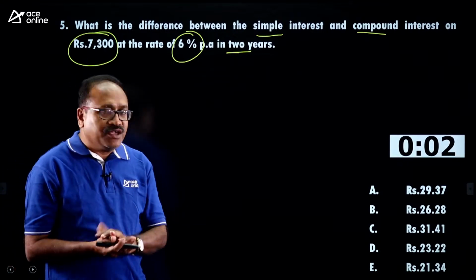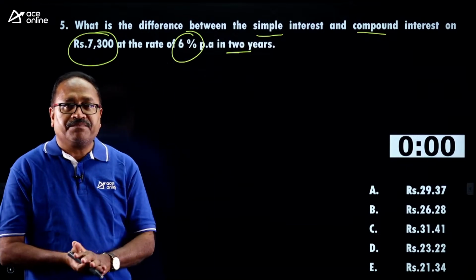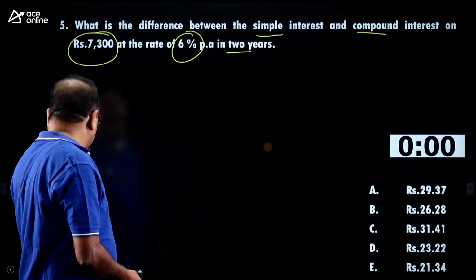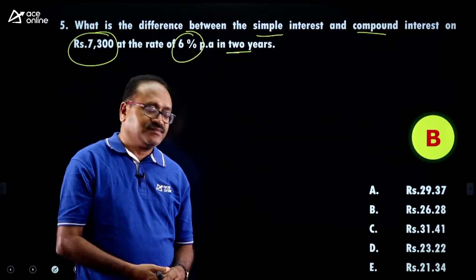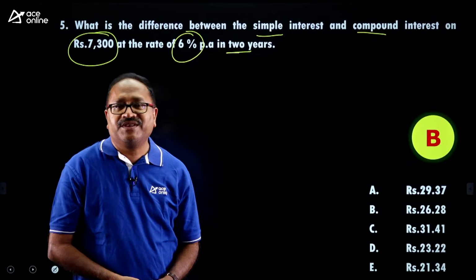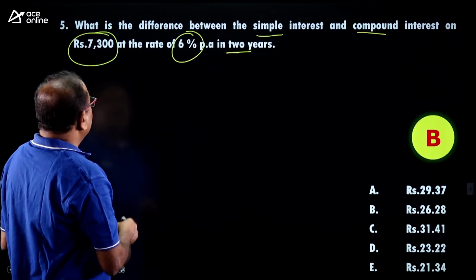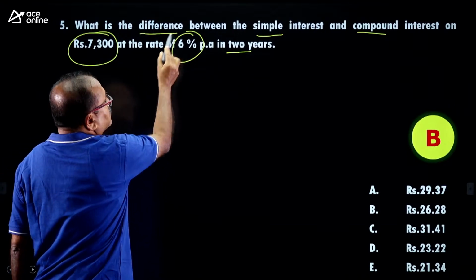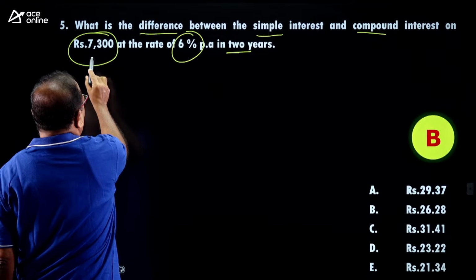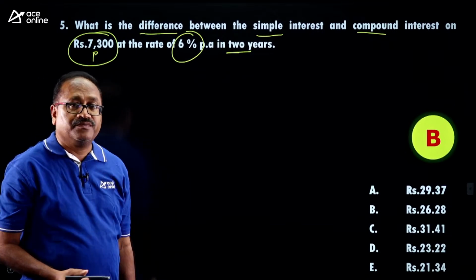Yes, you have 3 more seconds. Time up. Check your answer. If your answer is B, you are right. You are absolutely right. Now, why did I give this question? Look at this part: what is the difference between simple interest and compound interest? We have P. I will discuss both methods with you.